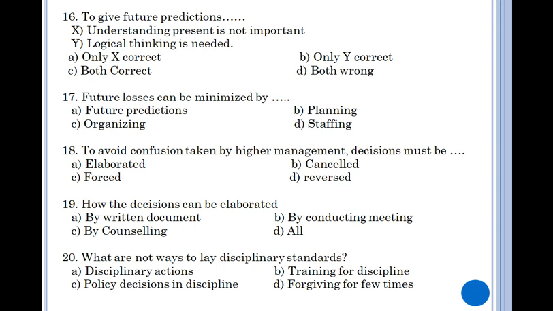If you forgive any worker a few times, then other workers will demand a favor. Correct or not? So instead of forgiving any single worker, simply take disciplinary action. You cannot forgive anyone in industry, otherwise other workers will demand the same favor. Okay, so option D is correct.